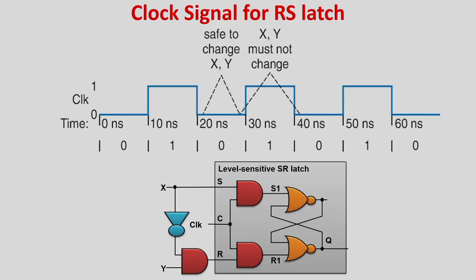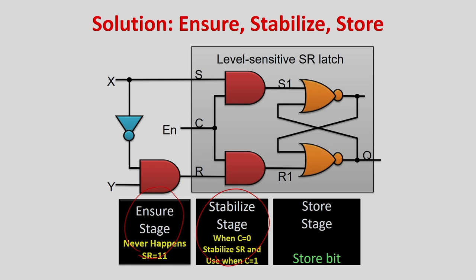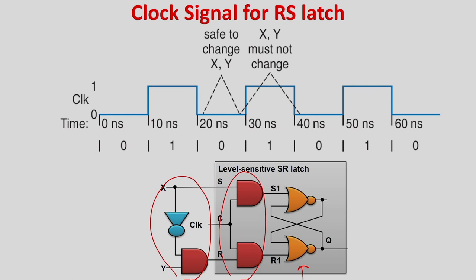Now, clock signals for the RS latch, whenever we are storing a bit into the RS latch. This part was already the ensure stage, this one is stabilize with the enable signal, and this one is the actual storage. Whenever the clock signal is 0, it is safe to change x and y. These x and y signals need to be changed only when the clock signal is 0, and whenever the clock is equal to 1, if you change any value of x and y, it will get reflected into the storage. So in the clock domain, what is essential is that we should not change the value of x and y when C is equal to 1, otherwise the changed value will get reflected immediately.